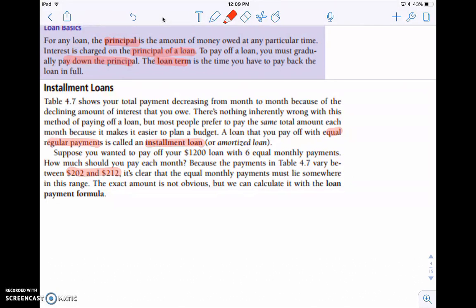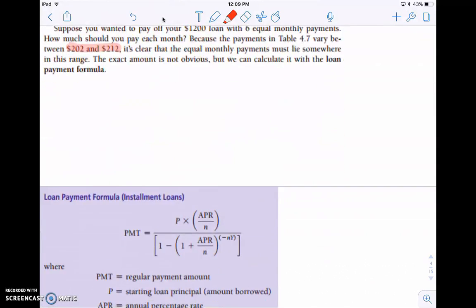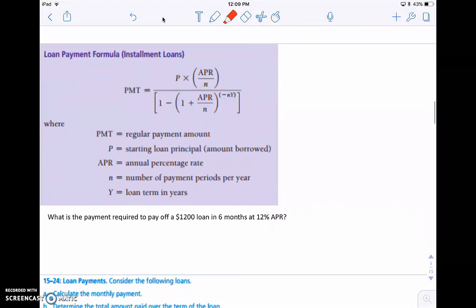Now, the exact amount isn't totally obvious. It's not right in the middle. It actually leans a little bit more towards the 212. But we can calculate that using the loan payment formula. And here it is.